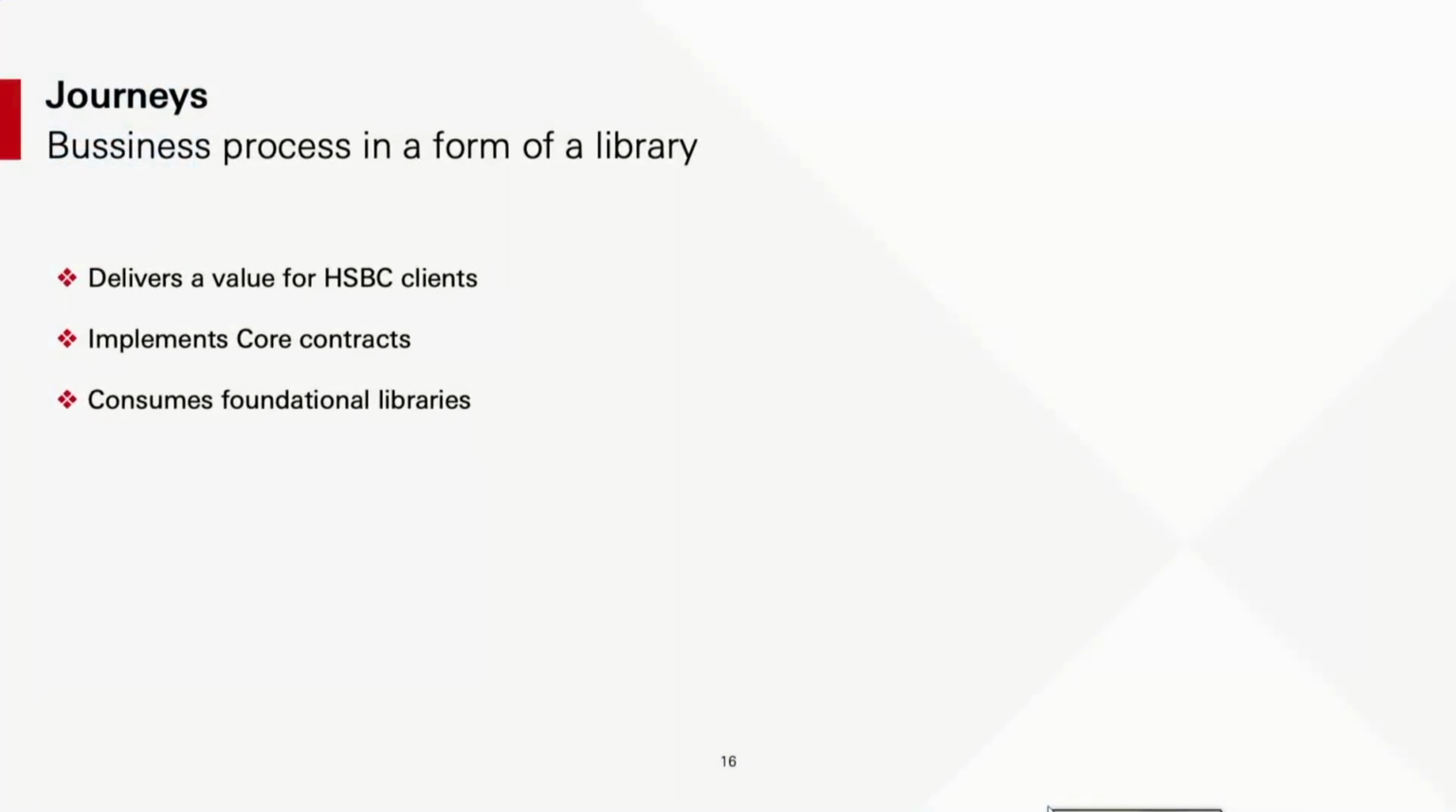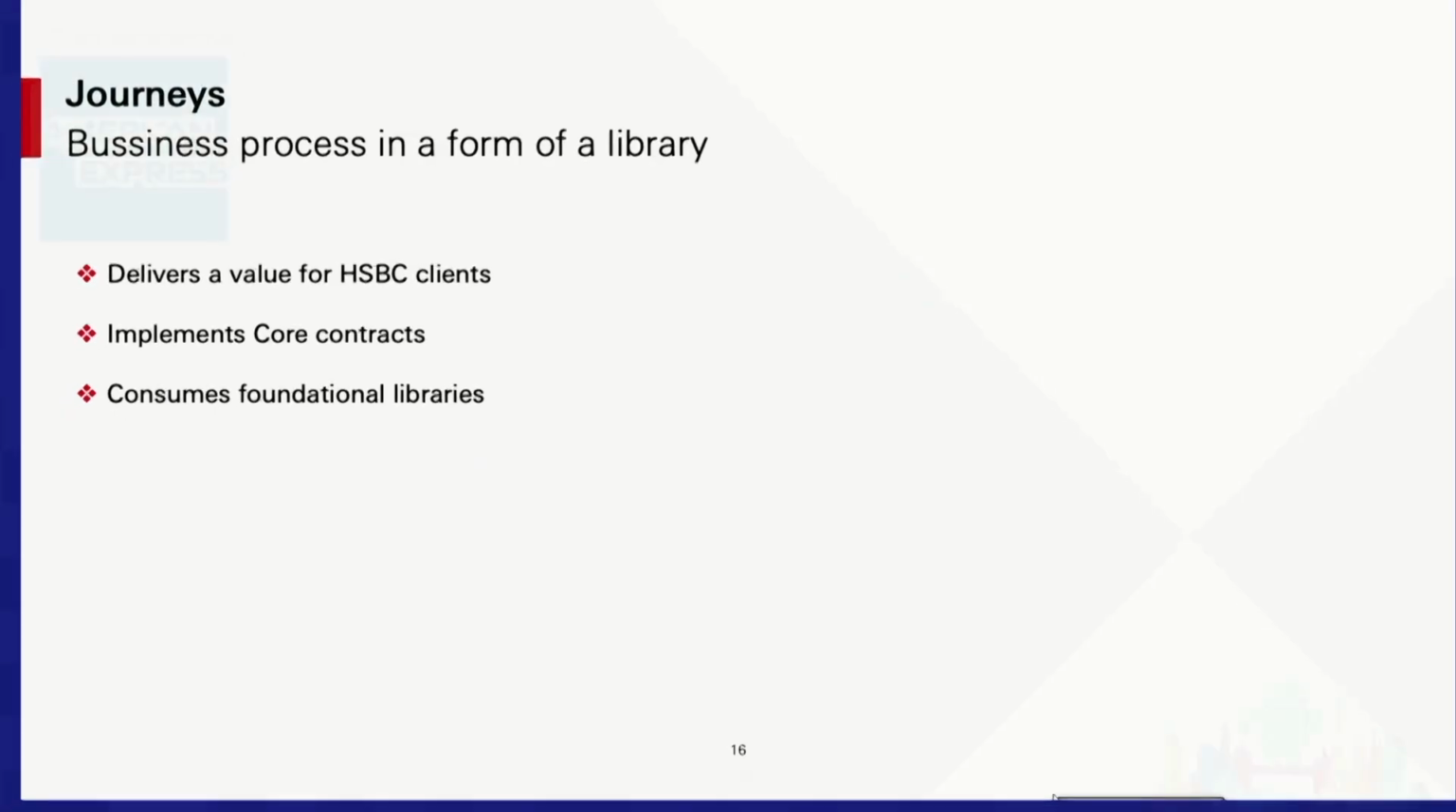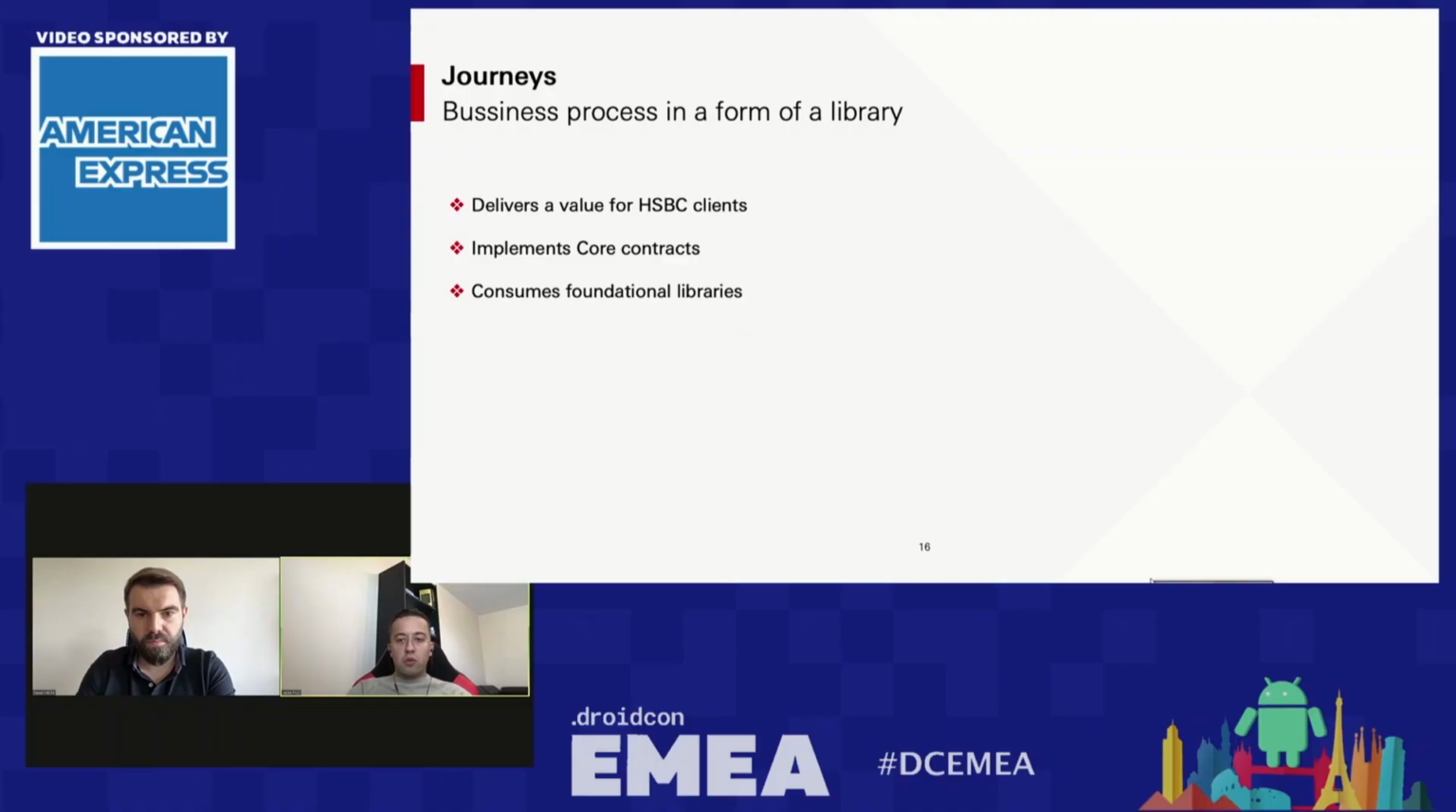After we have drafted contracts with foundational libraries and implemented core capabilities to be reusable for anyone else, we can start working on app features. We call them journeys. A journey is a business process like logging in, account details, transfer, credit cards. Any feature of your app can be a journey. It's usually implemented in our case by a separate team with its own product owner, BA, QA, or any other required role. The main role of a journey is to deliver value for your clients.